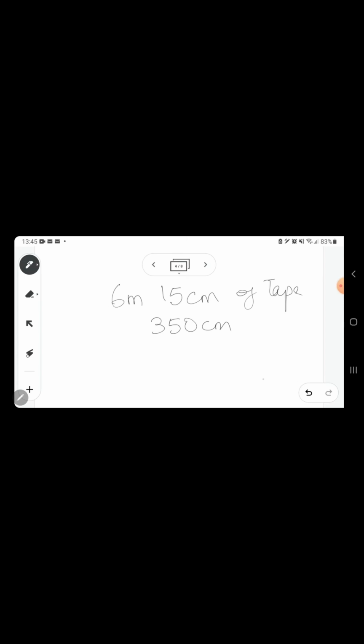Not measuring tape now. Did I say measuring tape? No, I meant sellotape. You know those big sellotapes, not those little ones. I want us to imagine really good. I'm talking big sellotape that can be used to wrap a carton. So 6 meter, 15 centimeter of that tape, and Trevor uses 350 to wrap. How many is left over?